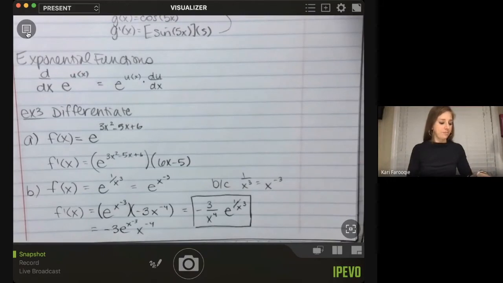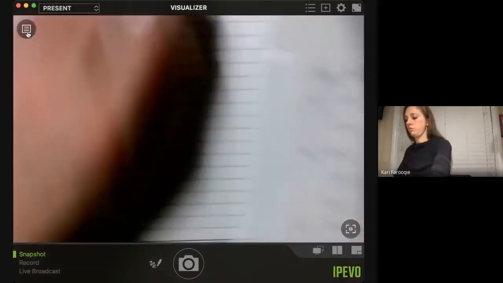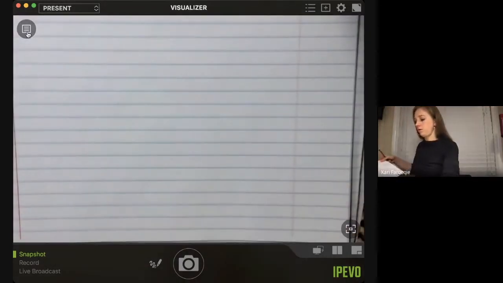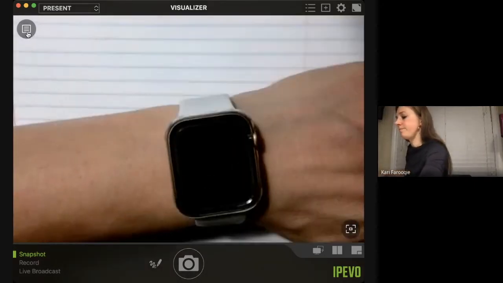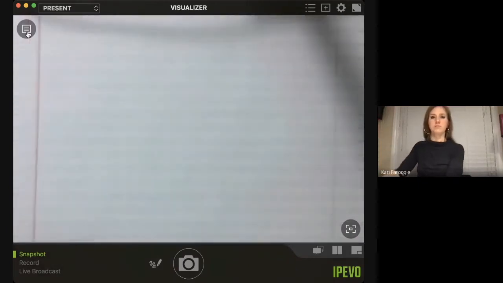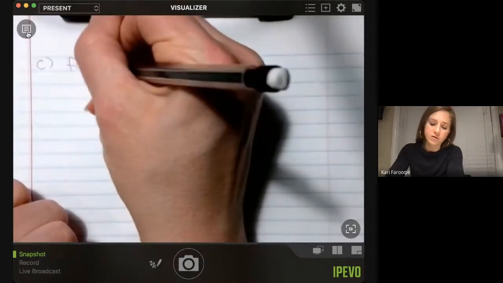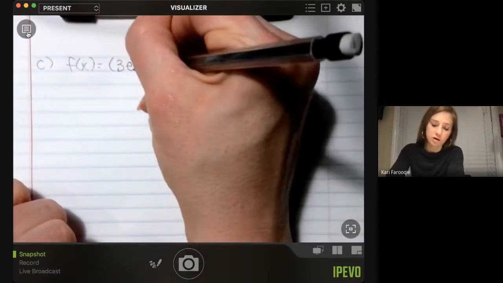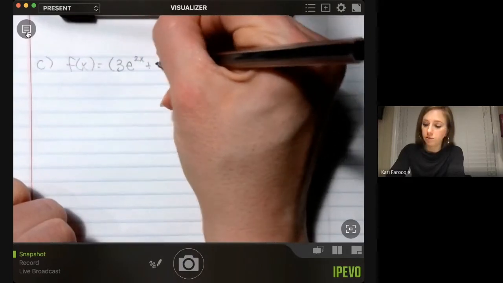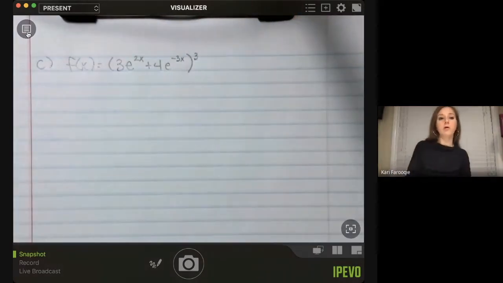Okay. Do I have another exponential? Oh, I do. Okay, so next we'll do C. C is f of x equals 3 e to the 2x plus 4 e to the negative 3x, all to the third power.